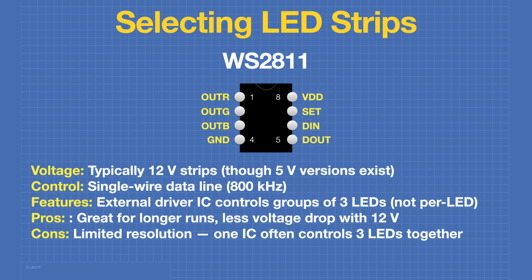The WS2811 is a chip that drives LEDs. These are typically for 12-volt strips, although there are some 5-volt versions. They use a single wire data line at about 800 kHz. This is an external driver IC that can control a group of 3 LEDs. It's great for long runs, and there's less voltage drop with a 12-volt system than a 5-volt system. However, it has limited resolution, as one IC often controls 3 LEDs simultaneously.